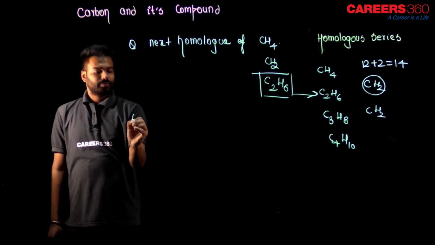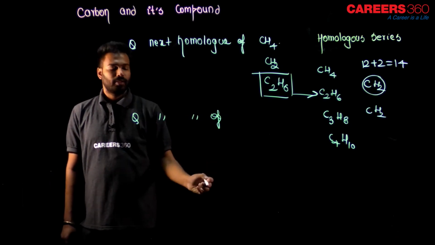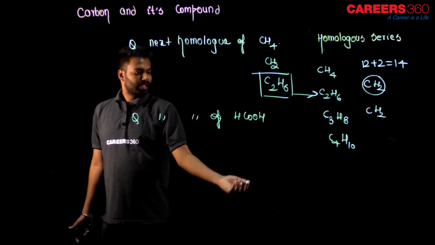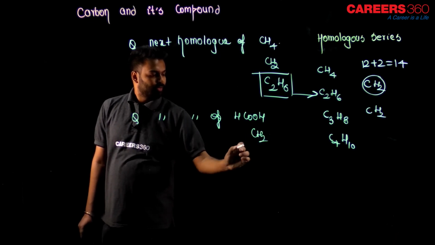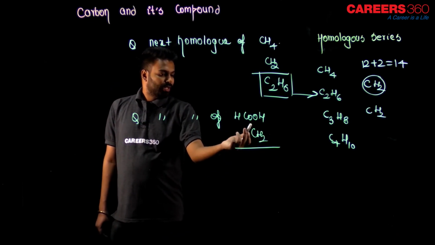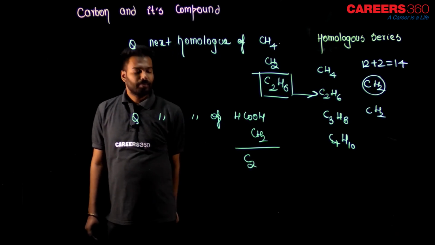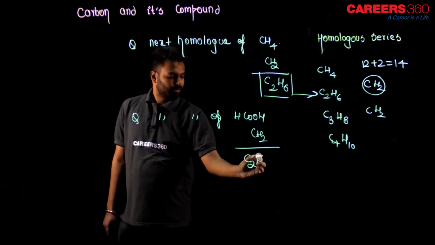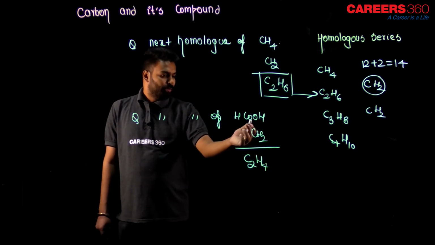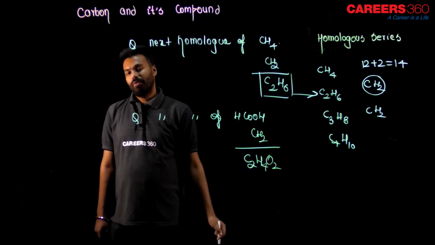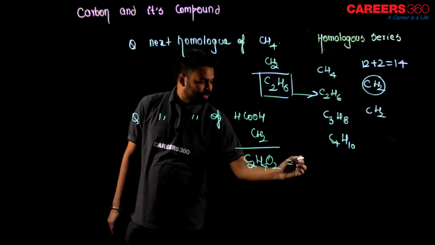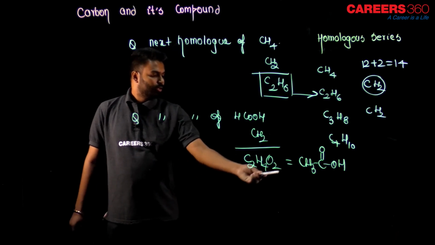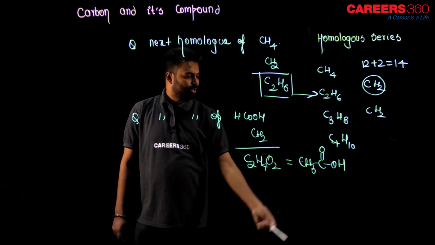Next question. Next homologue of HCOOH. How to find? What will you add? CH2, that is it. If you add CH2, then you will get total carbon 1 and 1, 2, so C2, and total hydrogen how many? 1, 2 and 2, 4, so C2H4, and total how many oxygen? 2 oxygen, so C2H4O2, or the same thing you can write in this way, CH3COOH. See, 2 carbon, 3, 1, 4 hydrogen and 2 oxygen.